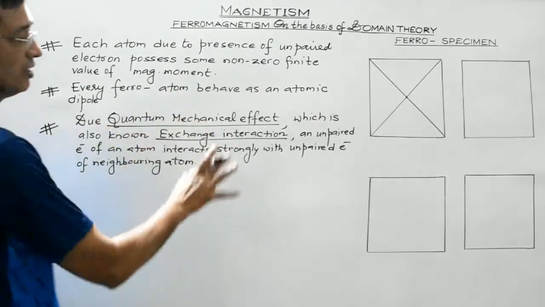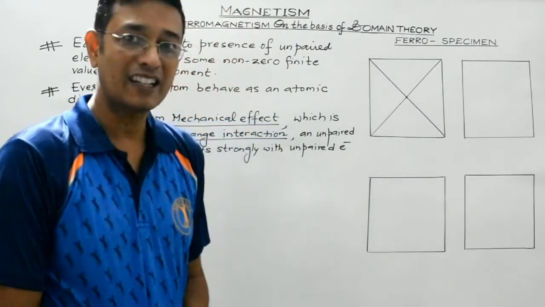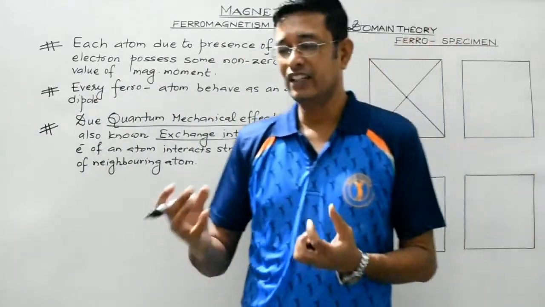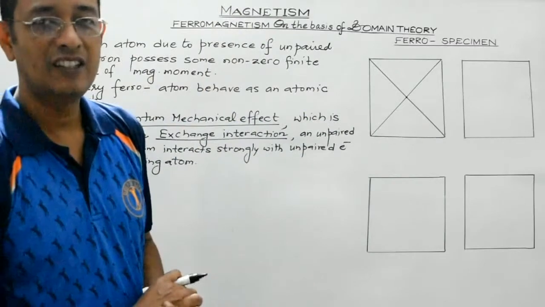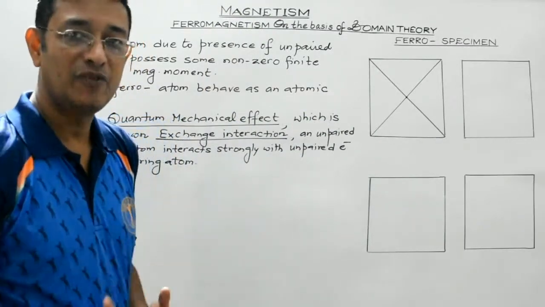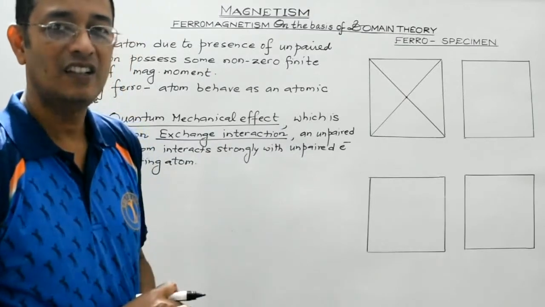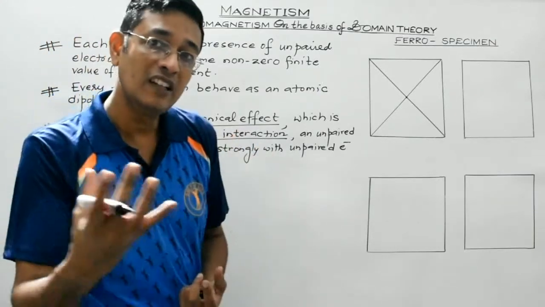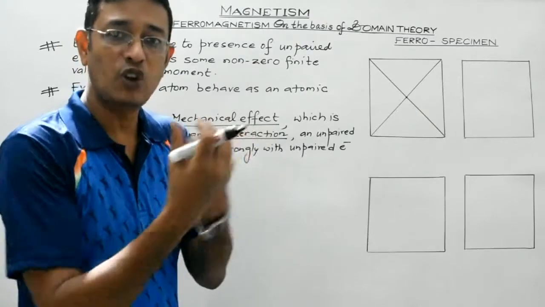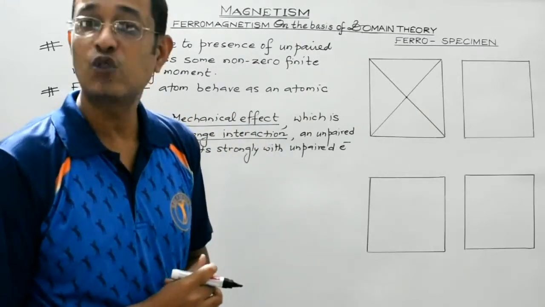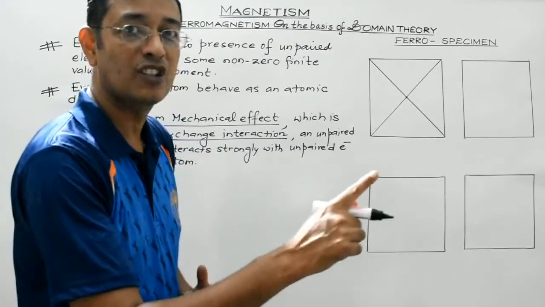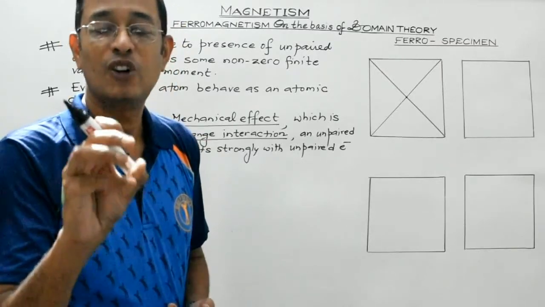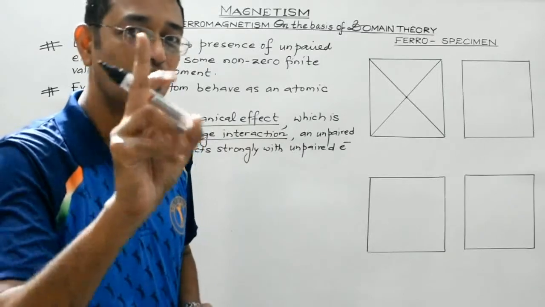So this is the difference between the paramagnetic substances and ferromagnetic substances. In paramagnetic substances, students, the atomic interactions between the atomic dipoles are quite weak. But here, due to the quantum mechanical effect, also known as exchange interaction, an unpaired electron of an atom very strongly interacts with the unpaired electron of the neighboring atom. Due to this strong interaction, these atomic dipoles tend to align themselves in a common direction over small volumes of the specimen. These small volumes of uniform magnetization are known as domains.